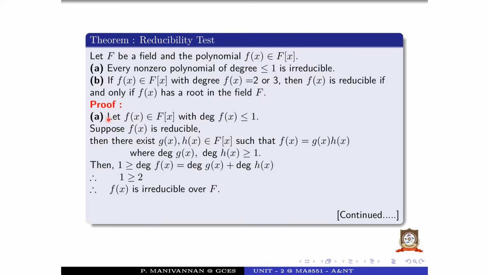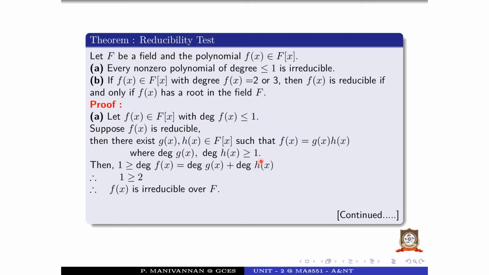First condition, the first proof. Let f(x) belong to F[x] with the degree of f(x) less than or equal to 1. Suppose f(x) is reducible. Then there exist g(x) and h(x) belonging to F[x] such that f(x) equals g(x) into h(x), where the degrees of g(x) and h(x) are greater than or equal to 1. It is the condition for reducibility, from the reducible definition.